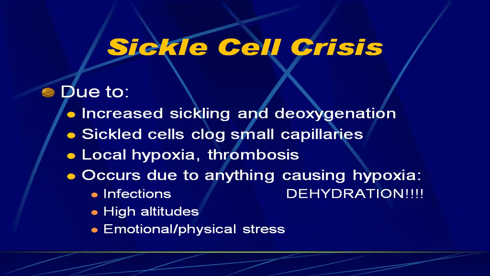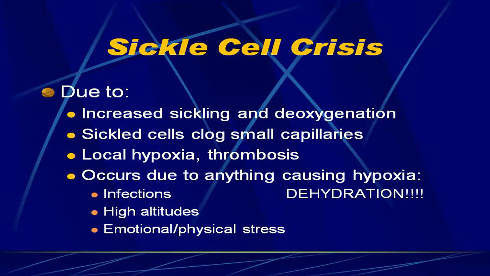And so when a person has a crisis, then it makes sense that deoxygenation is going to be a problem. You have these sickle cells that clog the small arteries, which is a problem. You have local hypoxia, local tissue hypoxia, and you also have thrombosis as a result of these blood cells clumping together. It occurs due to anything causing hypoxia.